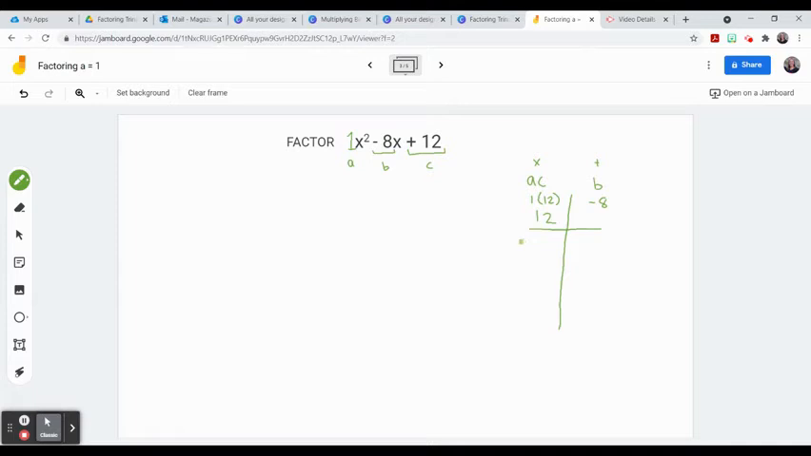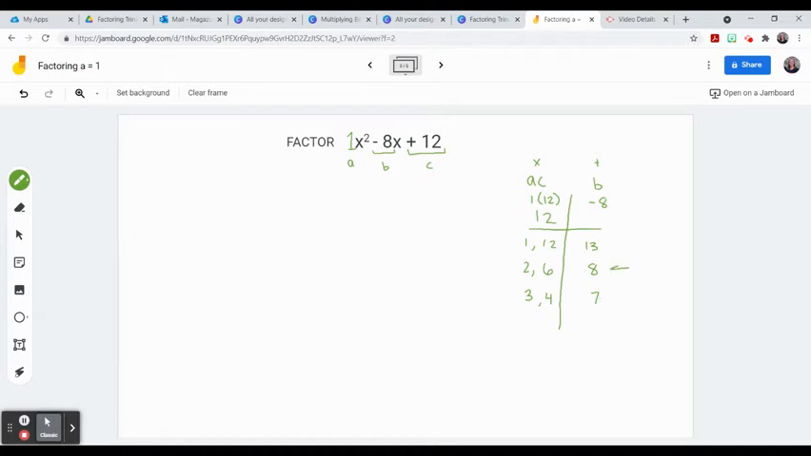So I would have 1 and 12. I would have 2 and 6. And I would have 3 and 4. Well, 1 plus 12 gives me positive 13. 2 plus 6 gives me a positive 8. And 3 plus 4 gives me a positive 7. So we got to think of something else here.